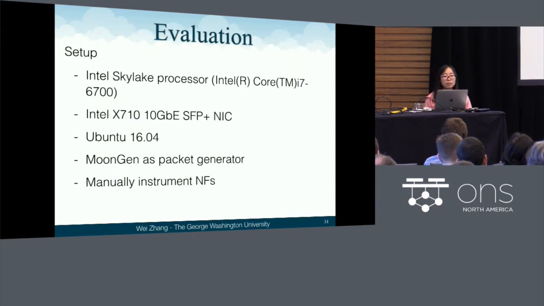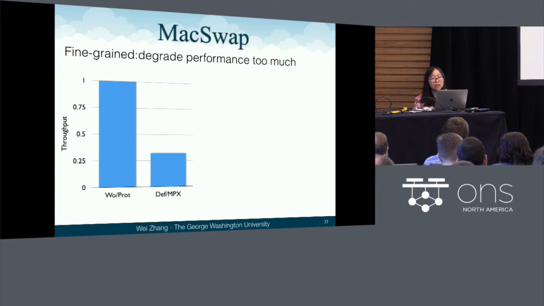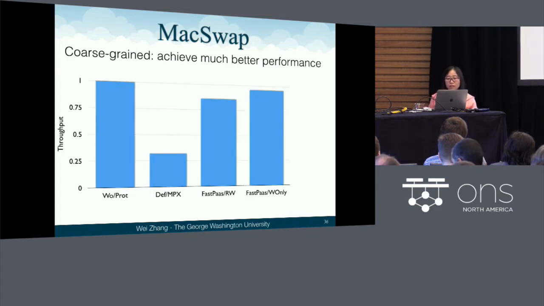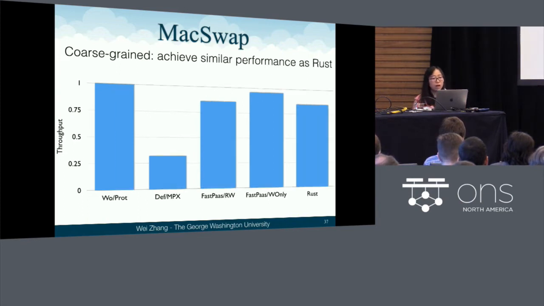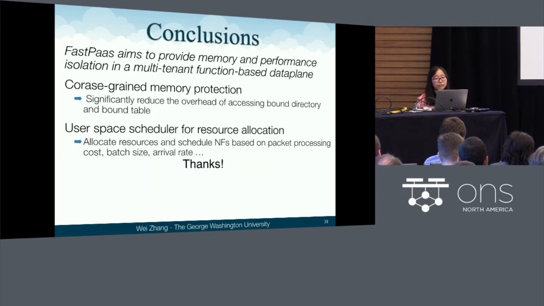We evaluated the performance on an Intel Skylake machine with a 10 gig NIC port by manually instrumenting a network function. Here, we measure MAC swap without MPX protection as the baseline. The fine-grained full memory protection degrades the performance too much. Our coarse-grained protection has little overhead. If we only protect the write operations, we can further improve the performance. We can achieve comparable performance to the Rust language.